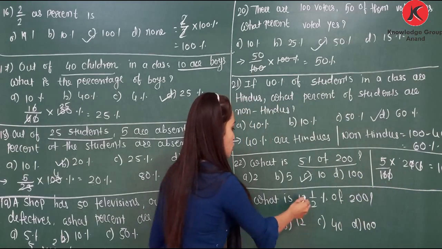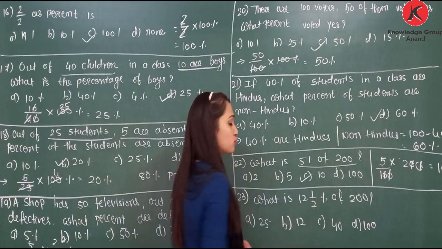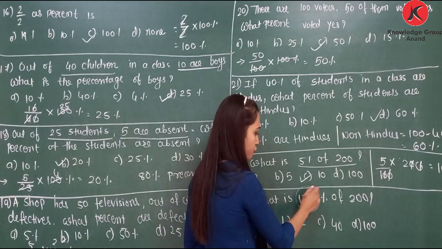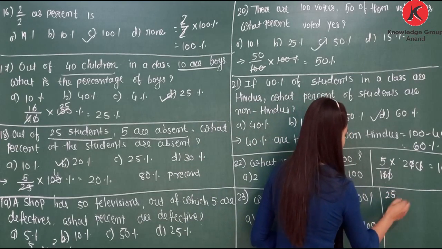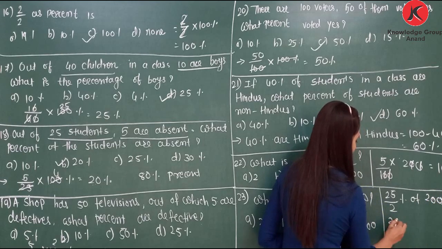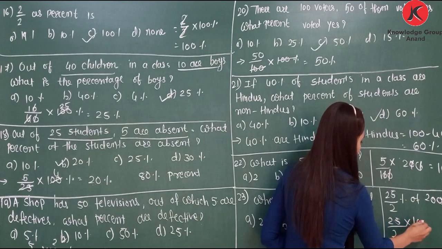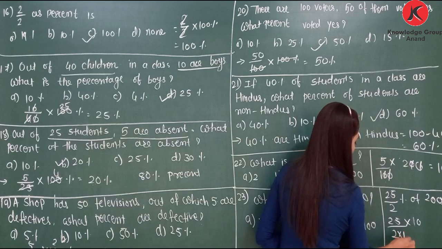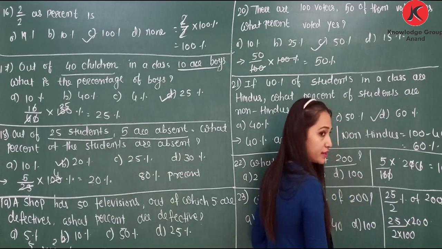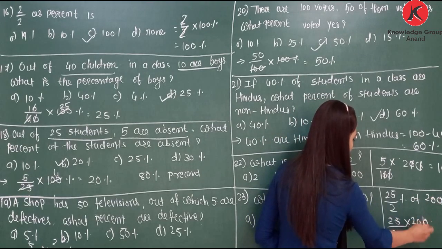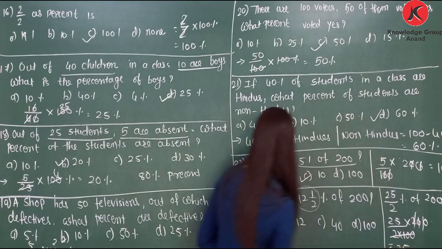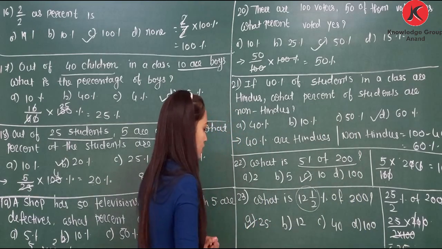Next one, 12.5% of 200. To convert this into an improper fraction, 12 times 2 is 24 plus 1, 25 by 2% of 200. So that is 25 by 2 multiplied by 200, because percentage means divide by 100, multiplied by 200. So this cancels, so it is 25. So answer is option A.